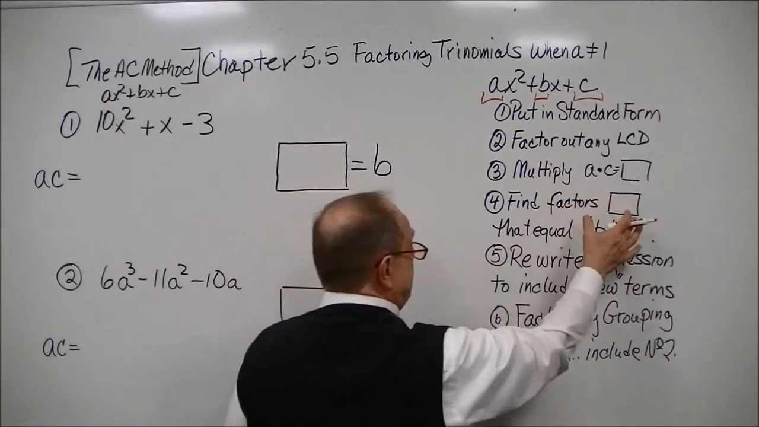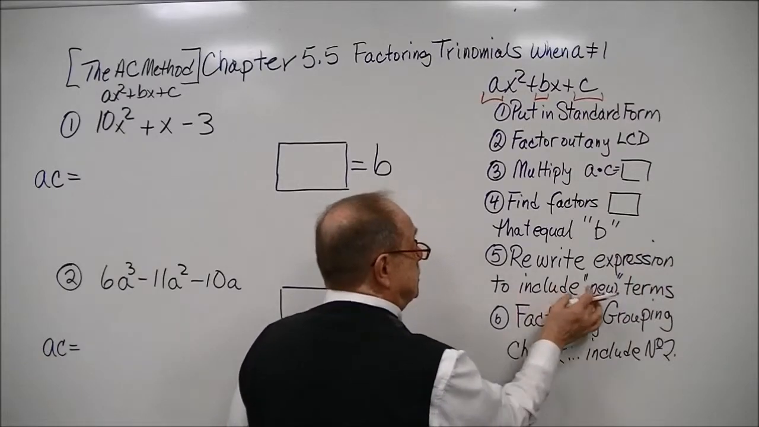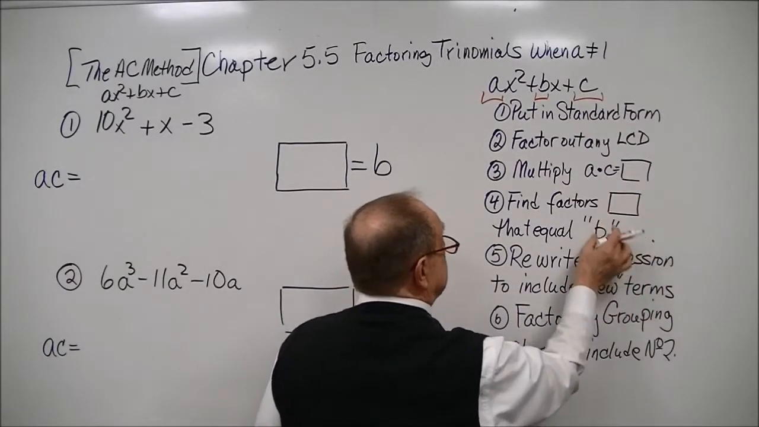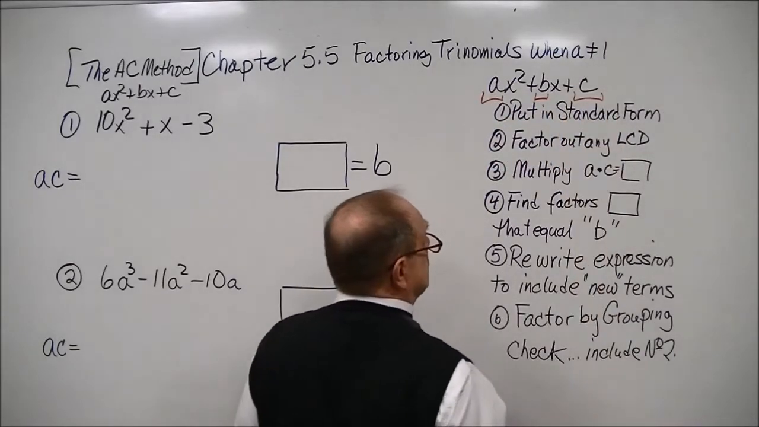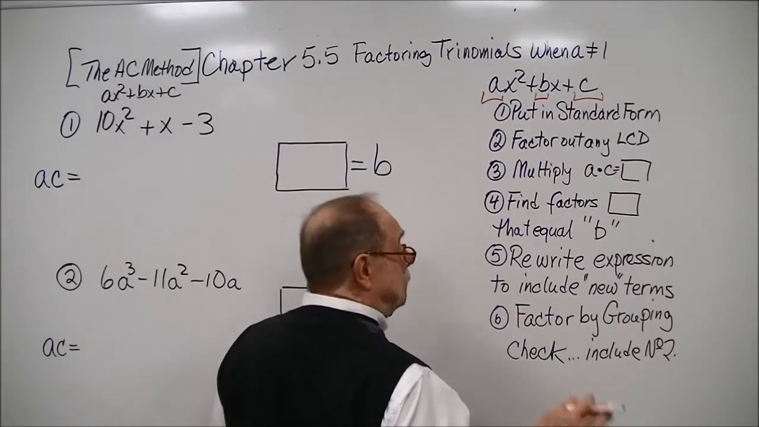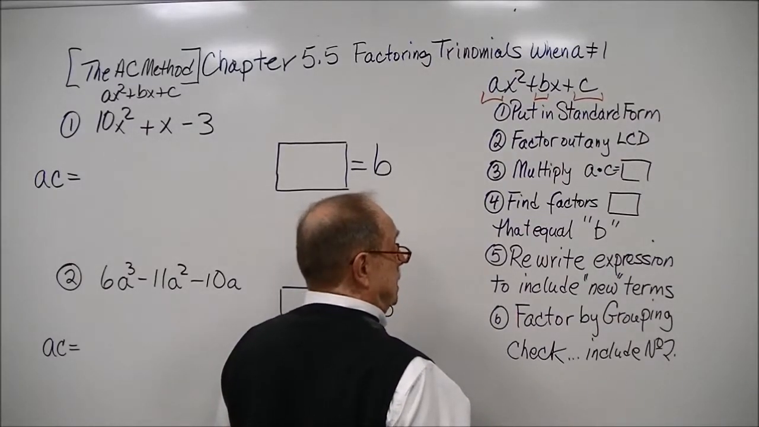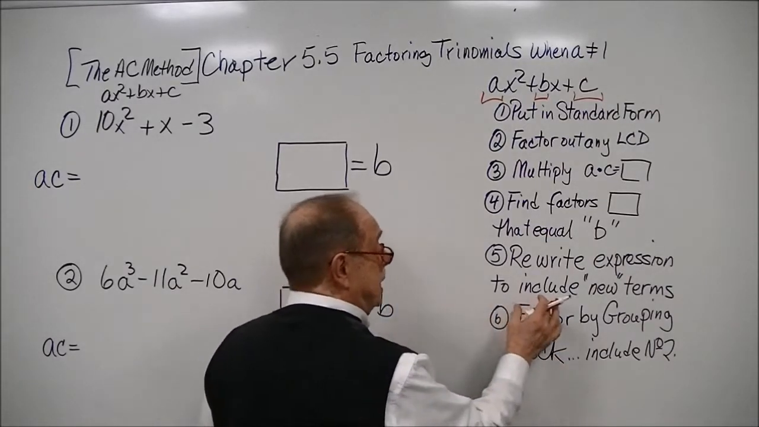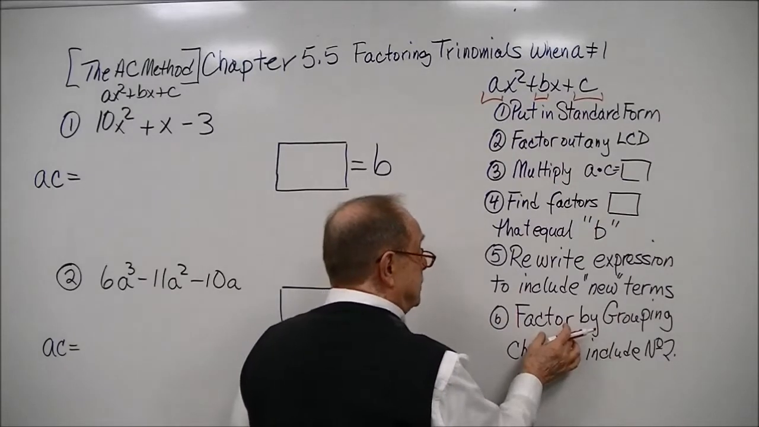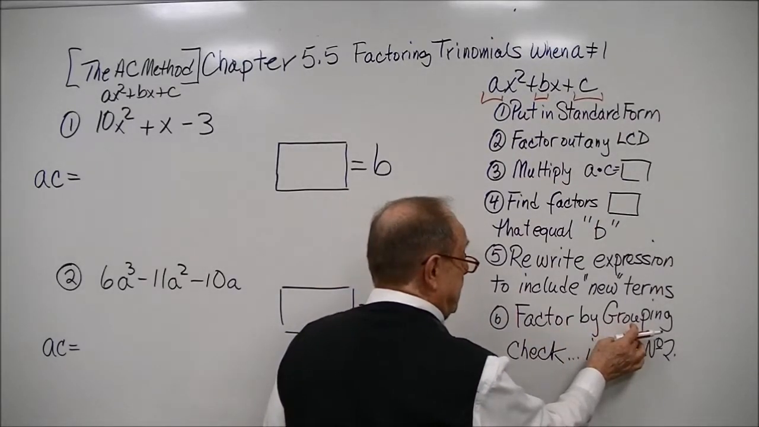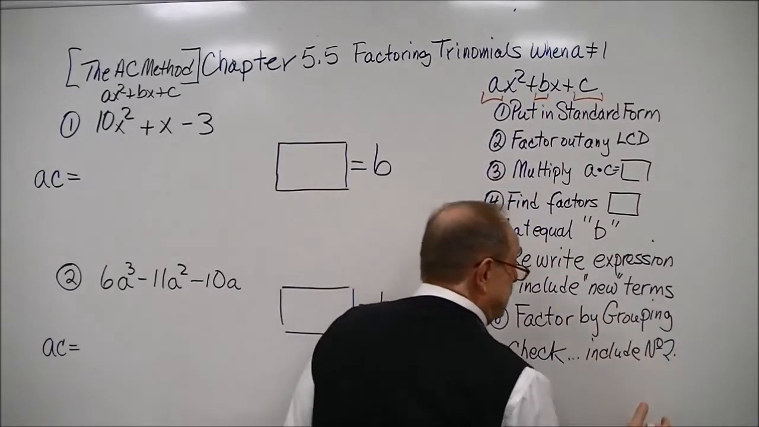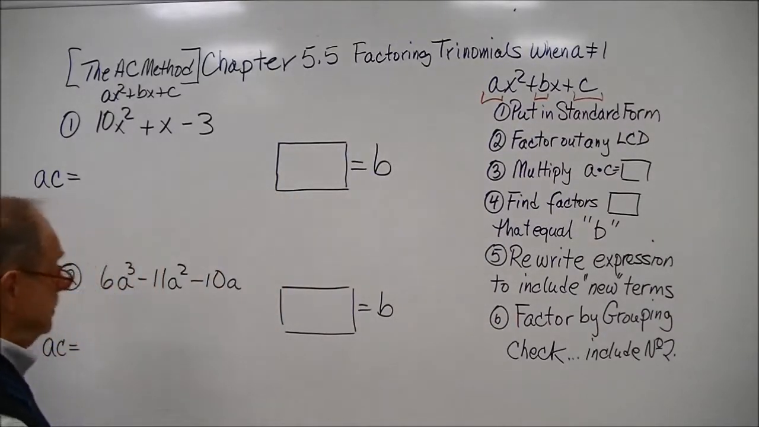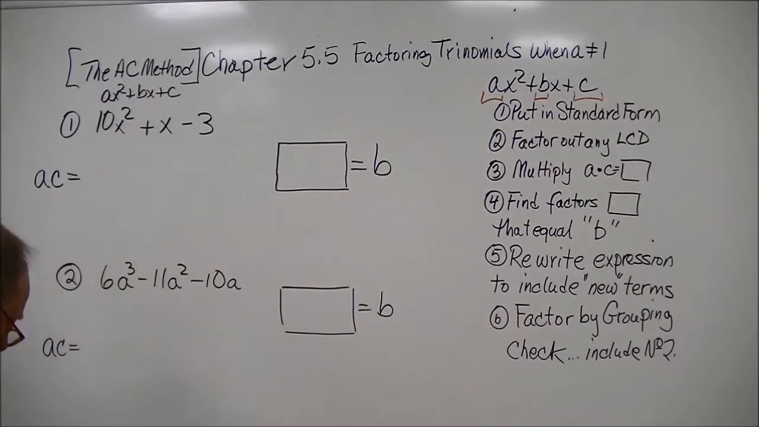Then once we do that, we rewrite the expression to include these new factors of b. So in a sense, we go from a 3-termed polynomial to a 4-term polynomial. Now once we get the 4 terms, we're going to use that technique we had earlier, factoring by grouping. And then check our answers, and we're sure if we factored something out to include that in our final answer. So with that in mind, let's start to work on number 1.